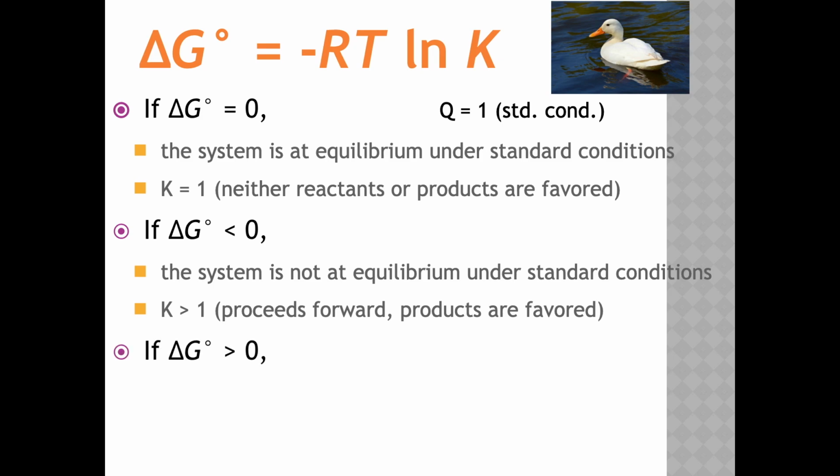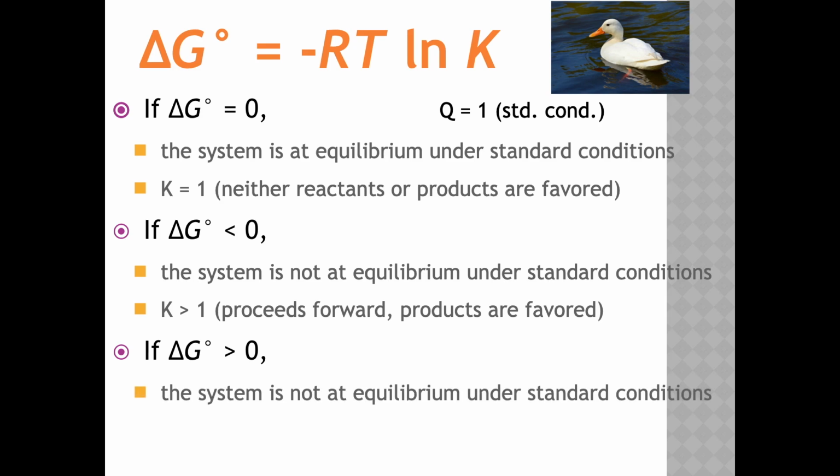But if the standard delta G is greater than 0, we know that if the pressures and concentrations are all 1, then the system is past equilibrium, and that the equilibrium position lies to the left, because Q is greater than K. So, K is less than 1. The reverse reaction to make the reactants is the thermodynamically favored one.